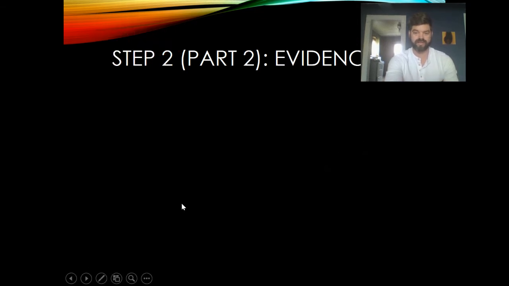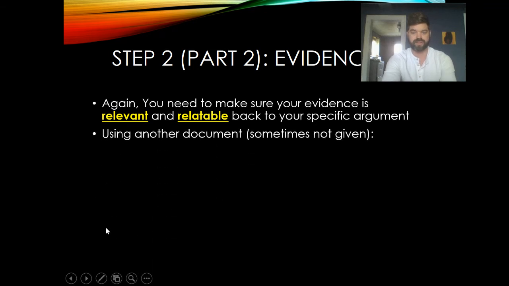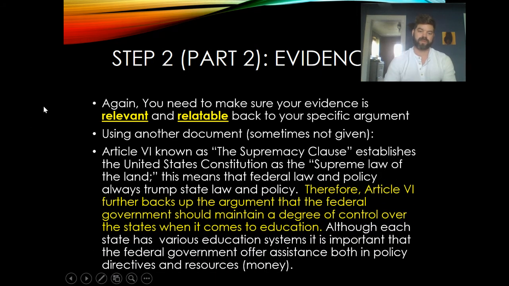Okay, so now your second part of evidence, again, you're going to need another piece of evidence. You need to make sure this evidence is also relevant and relatable. Okay, using another document. Sometimes it's not given to you. Sometimes you can use the list that they've given you. Sometimes, and all the time, you can just use your knowledge of course concepts. Okay. So this is my paragraph for evidence part 2. So the second piece of evidence.